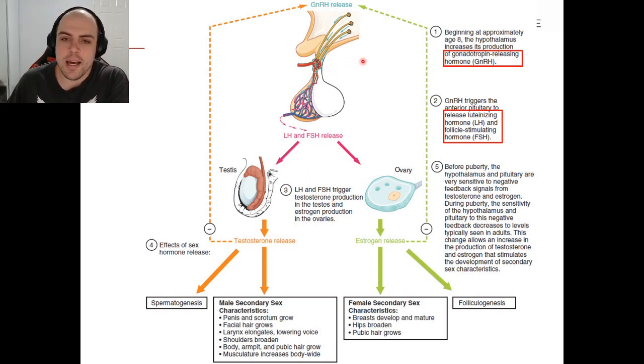But what we see here is our pituitary gland, and the hypothalamus rather. Now, what we see here is the production of a hormone called GnRH. There are five different hormones here that I'm going to be discussing. We will definitely need to know all of those. And the first one of those five is gonadotropin-releasing hormone.